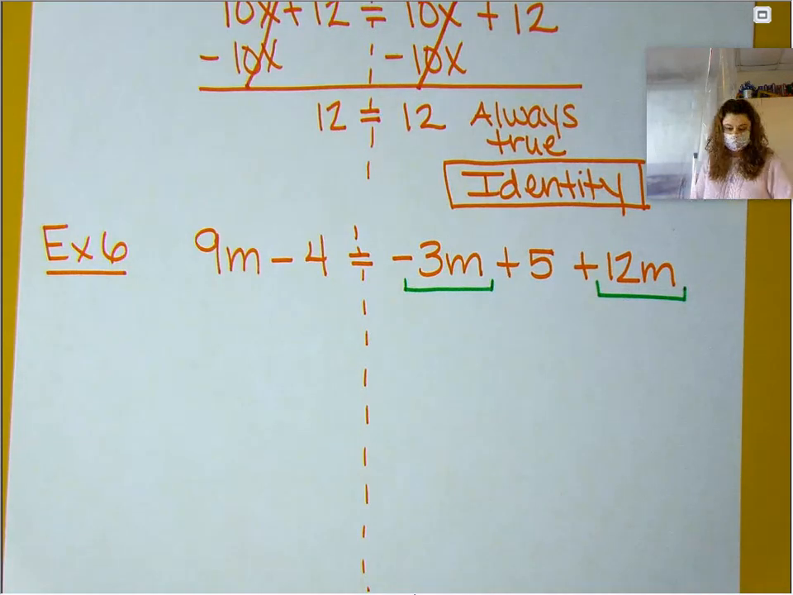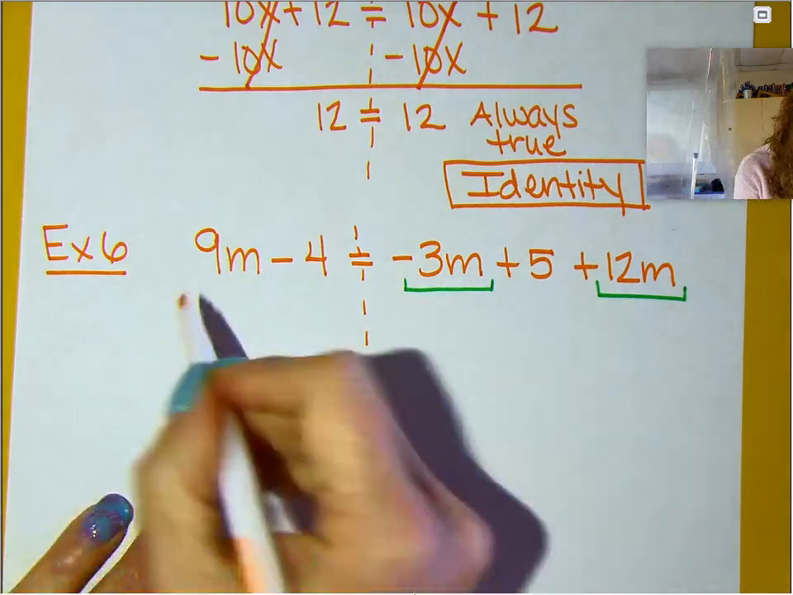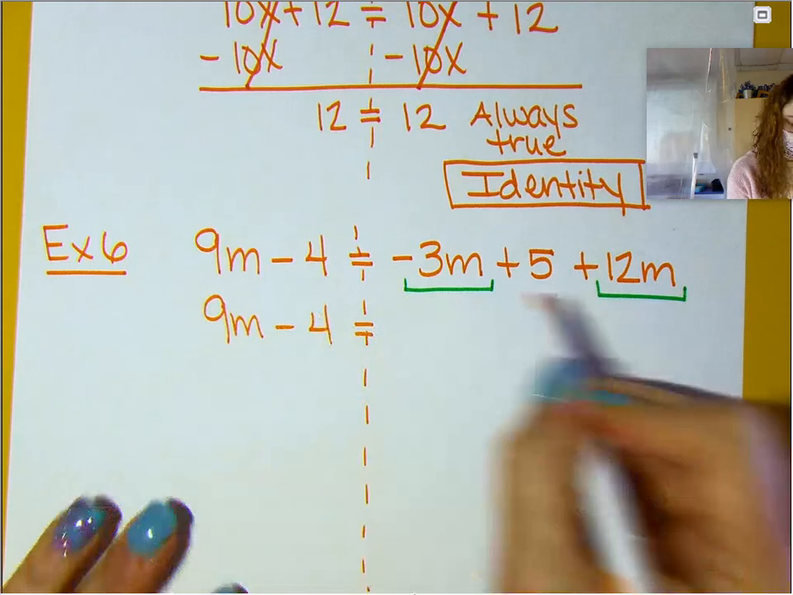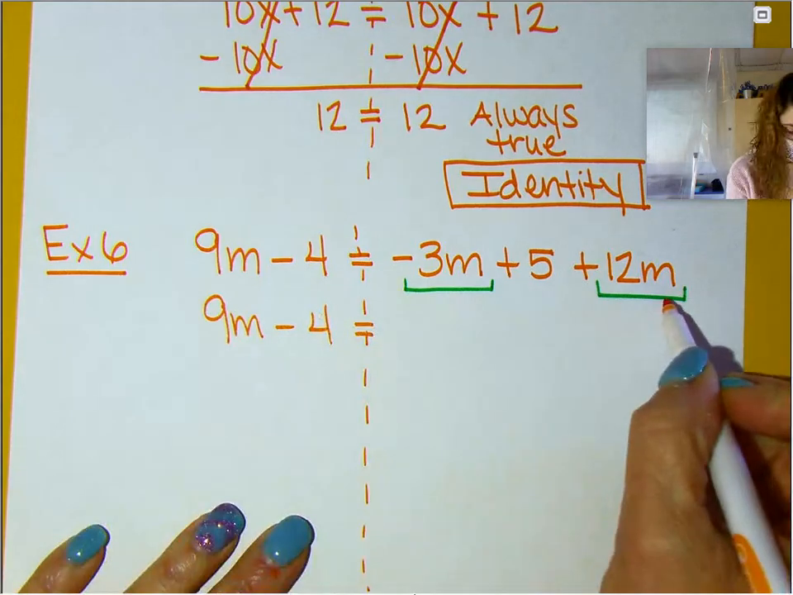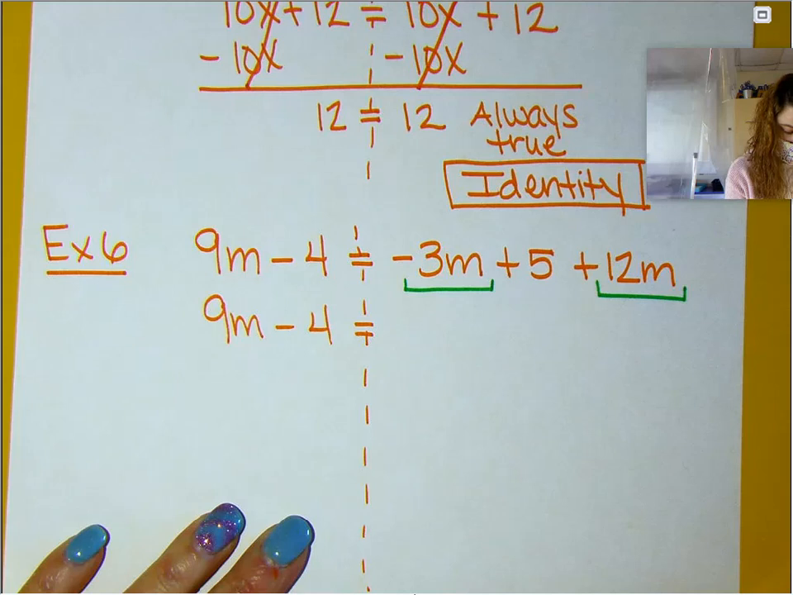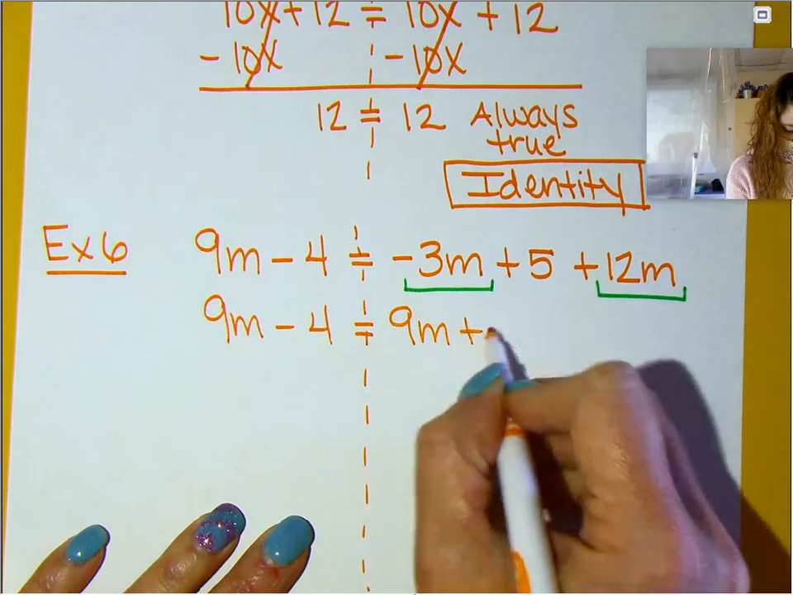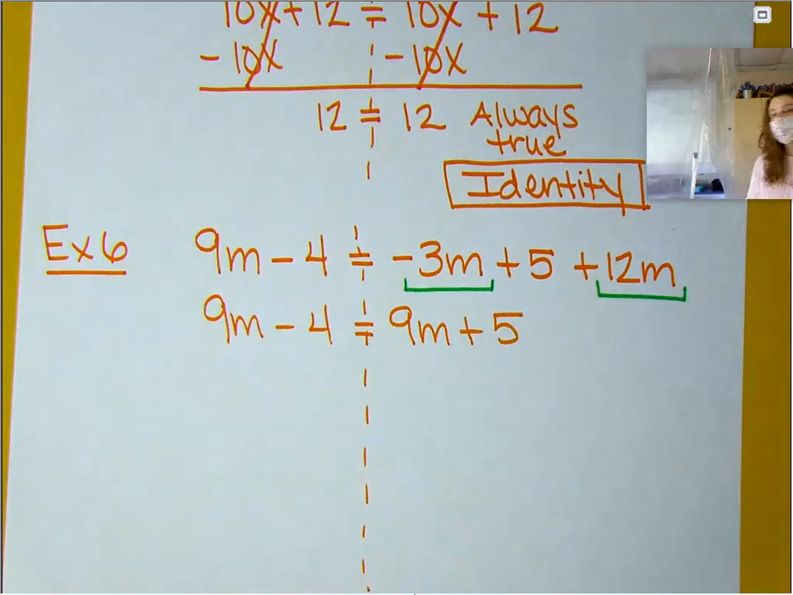You're doing a great job, Madison. All right, let's combine some like terms here. Negative 3m plus 12m. Good. Oh, there's our train. And bring down the plus 5.